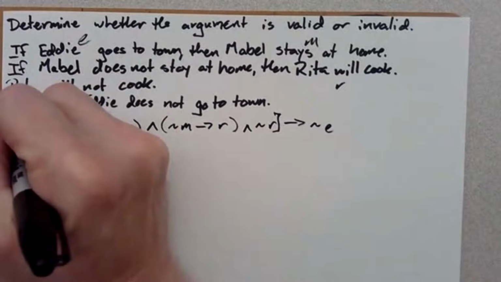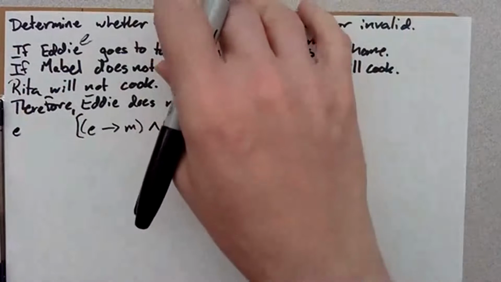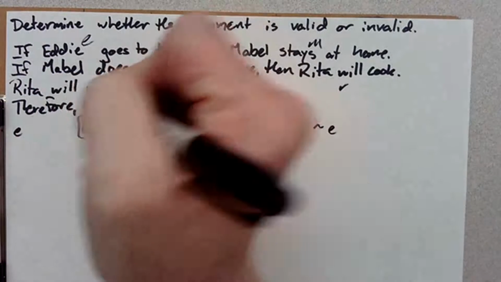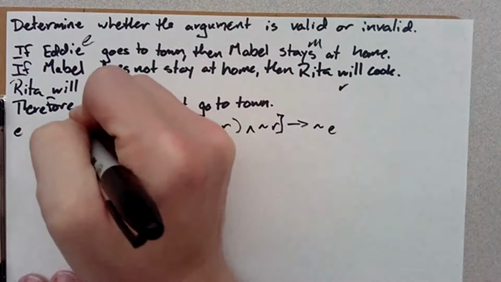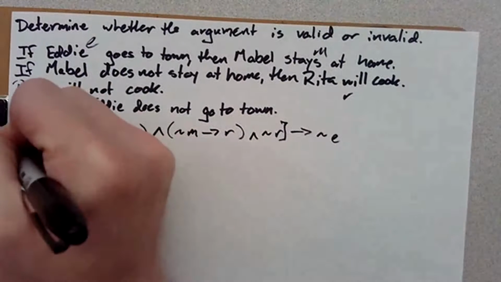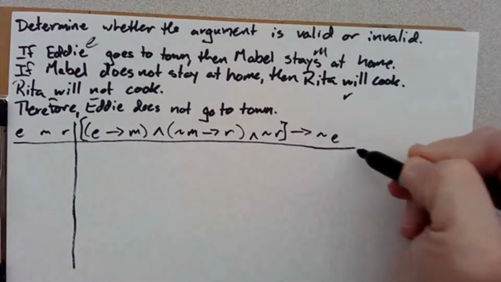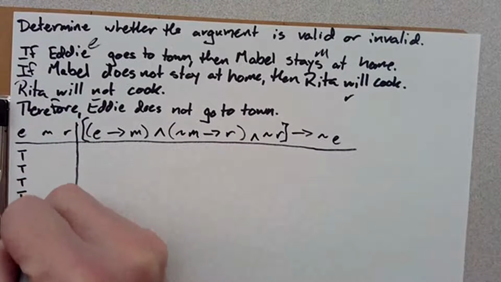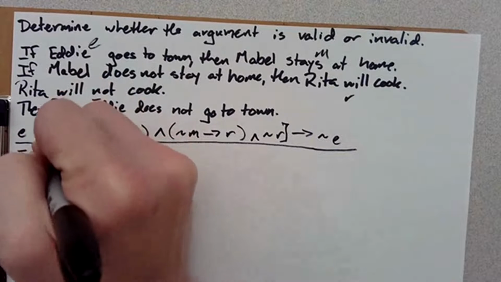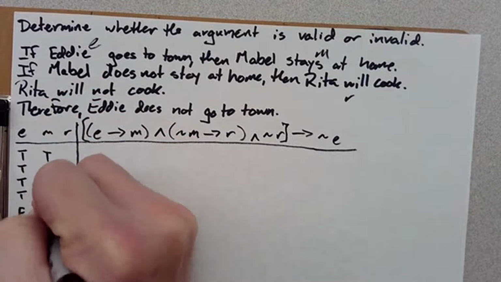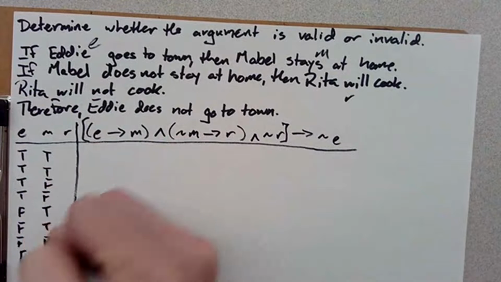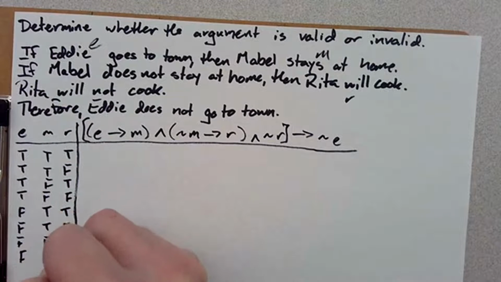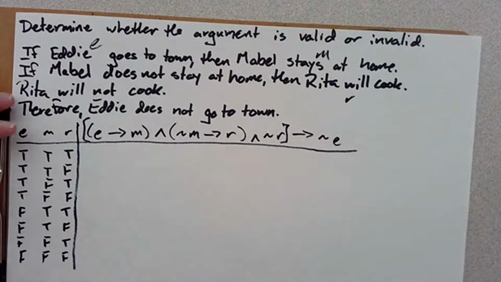So we can set up our usual truth table, not using P, Q, and R, but E, M, and R. But we still set it up the same way. And so E has true, true, true, true, false, false, false, false, true, true, false, false, true, true, false, false, true, false, true, false, true, false, true, false. Okay, and then I start with my E's.